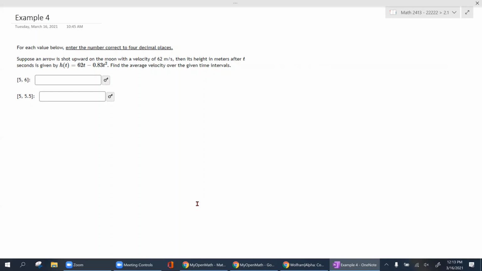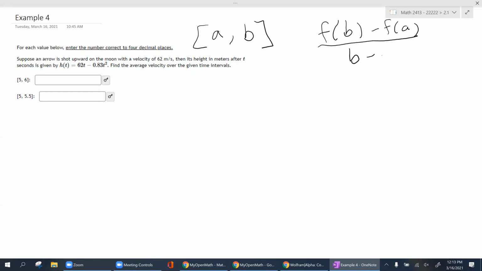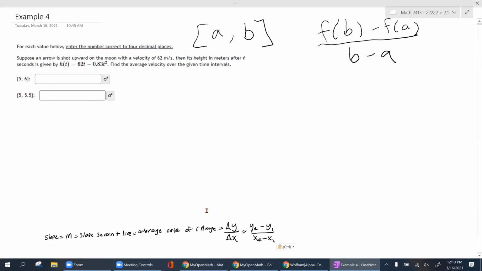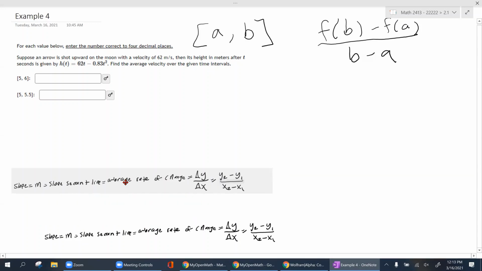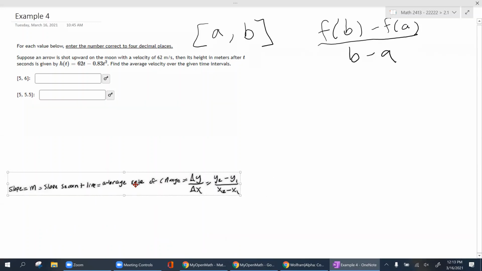Find the average velocity over the given time intervals, right? So in other words, you're going to be given 2 intervals. These intervals are going to be A and B. And the formula to find your average rate of change is going to be f of B minus f of A over B minus A. Similarly to the other problem, f of B just means the y that belongs to that B.